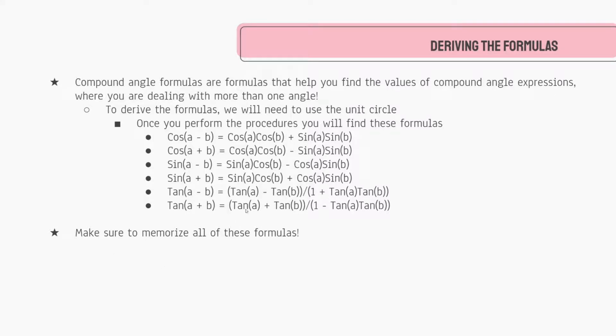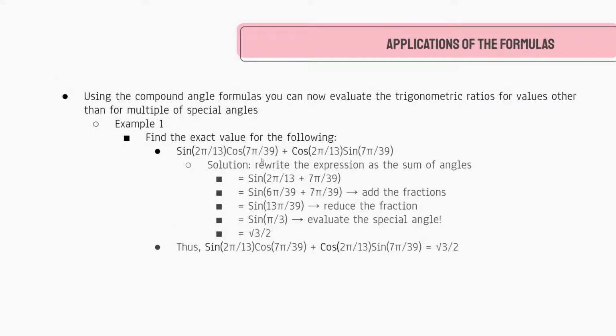Again, you have to know all these formulas for this chapter. You need to apply them when it comes to trigonometric identities, which we'll be doing next chapter. So make sure you memorize these. With that out of the way, we can now start actually applying the formulas. Again, you could use the compound angle formulas to evaluate trigonometric ratios for values other than the multiples of special angles. So for example, let's do the first question.